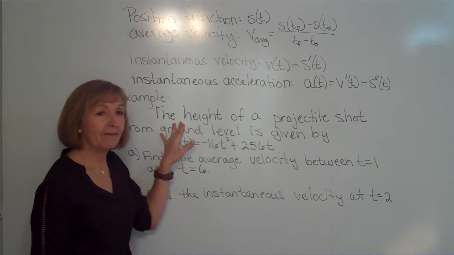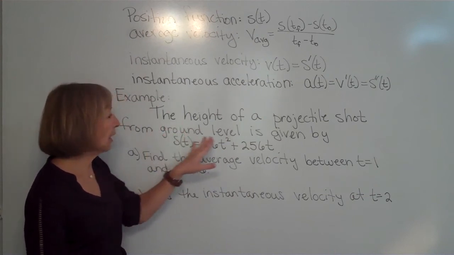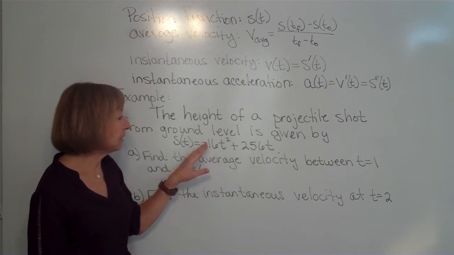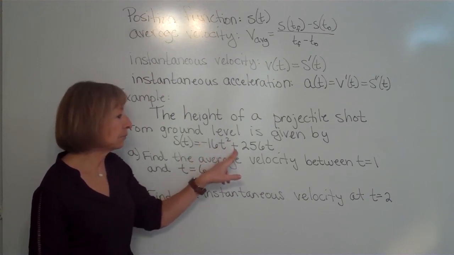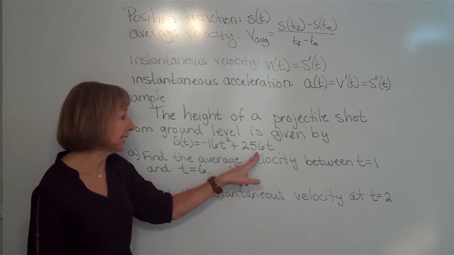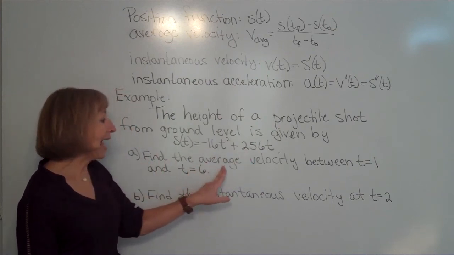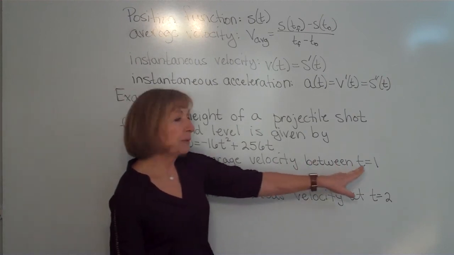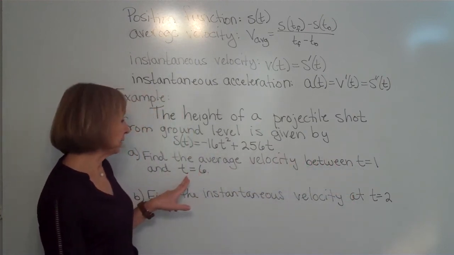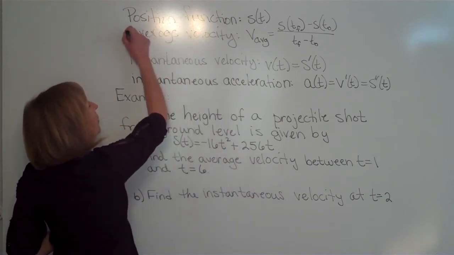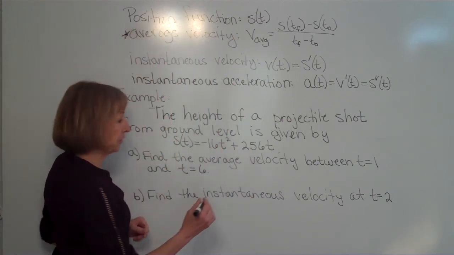So here I have the height of a projectile shot from ground level, given by the position function s of t equals negative 16t squared plus 256t. The first part says find the average velocity between t equals 1 and t equals 6. Since this is the average velocity, we're going to apply that formula to it.